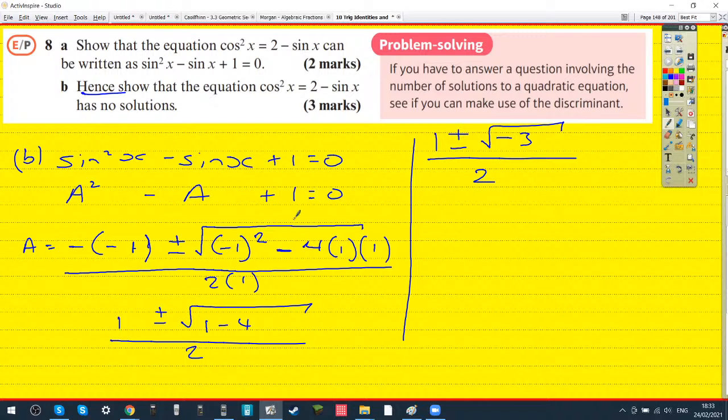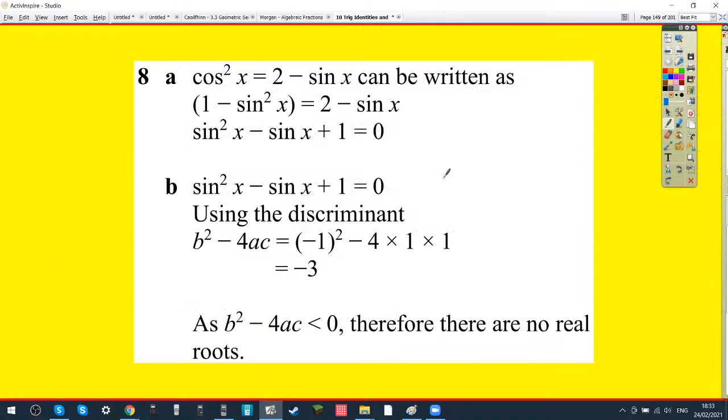Why is that? It's because it's negative. So b squared minus 4ac is less than 0. Therefore, there's no square root of a negative number, and basically no solutions. You can't square to get a negative. So this time it was the discriminant, the b squared minus 4ac part. As b squared minus 4ac is less than 0, therefore there are no real roots.